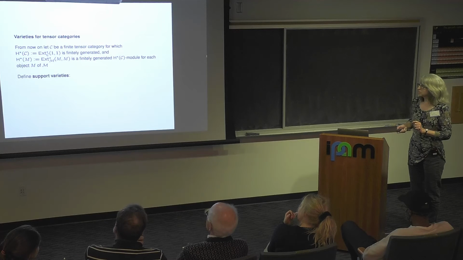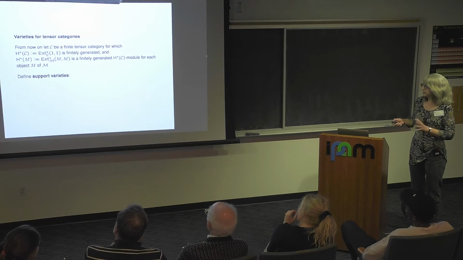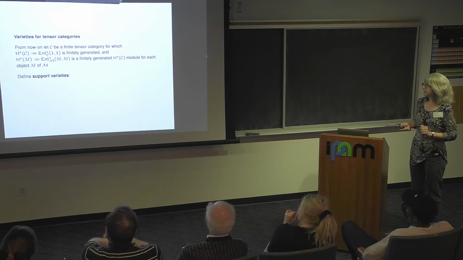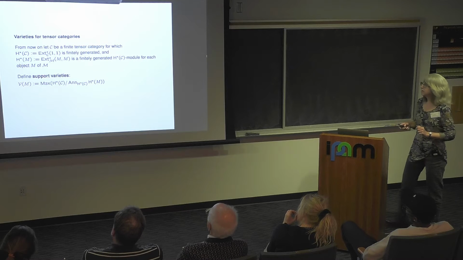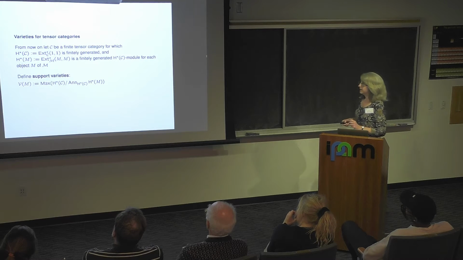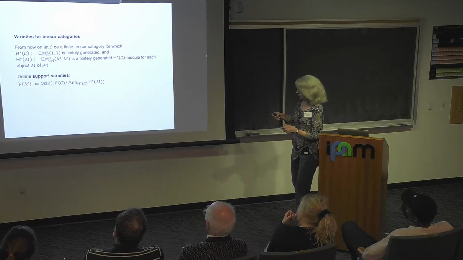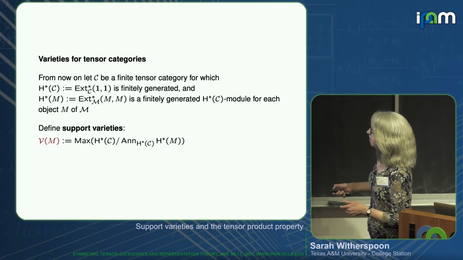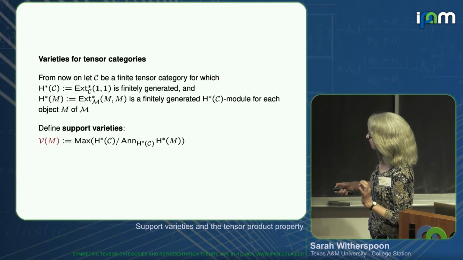Next, I'll define support varieties maybe in a slightly different way than has been done earlier today, but it all amounts to the same thing, so I'll define it via maximal ideals. The variety of M will be the maximal ideal spectrum of the quotient of the cohomology of C by the annihilator of H star of M.